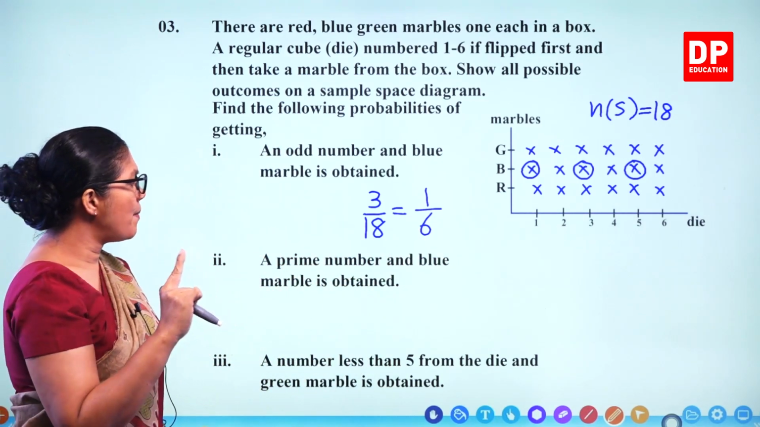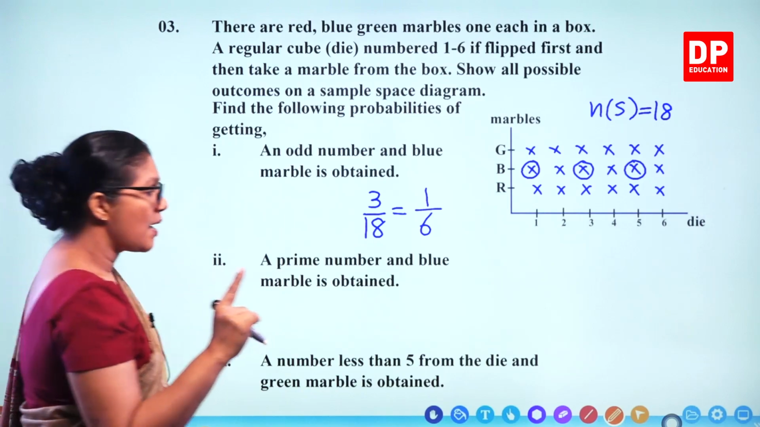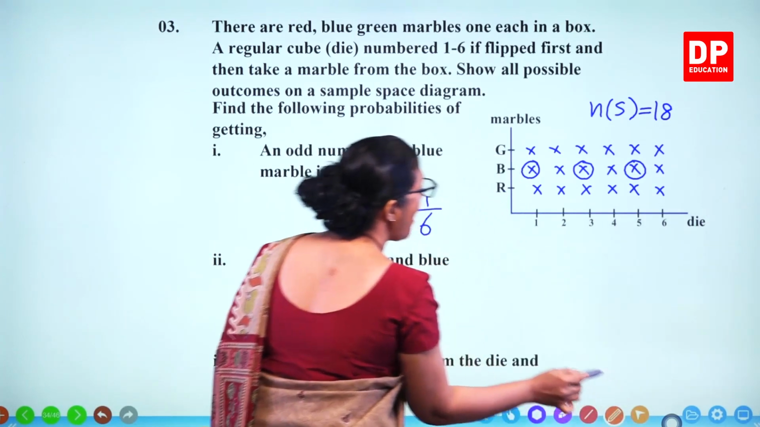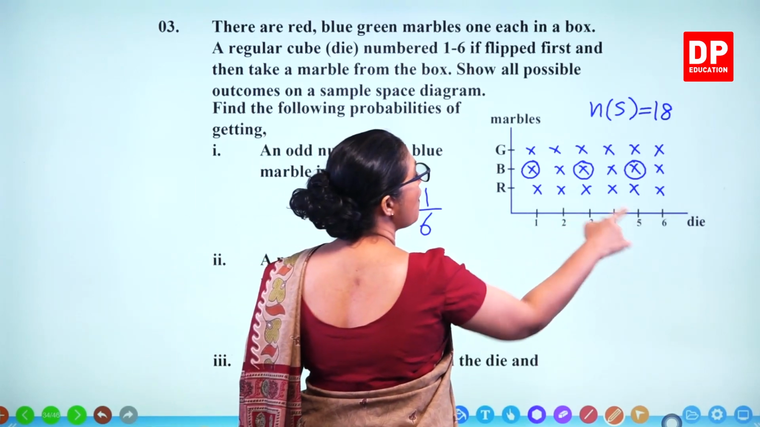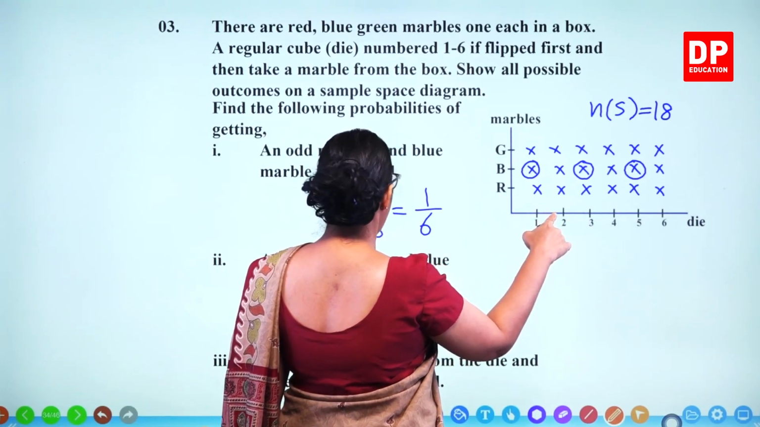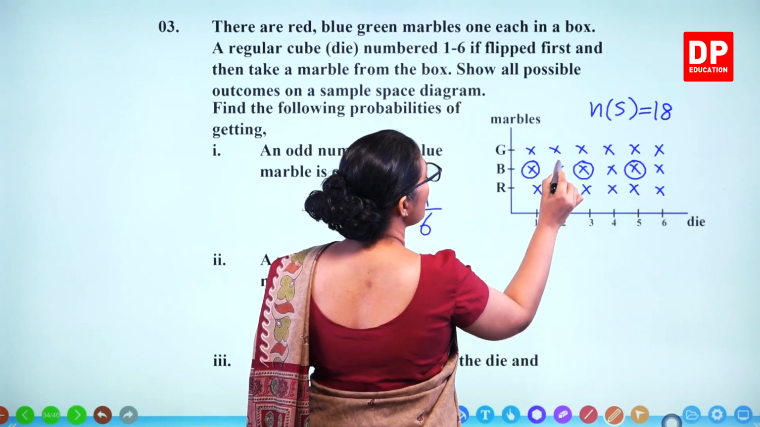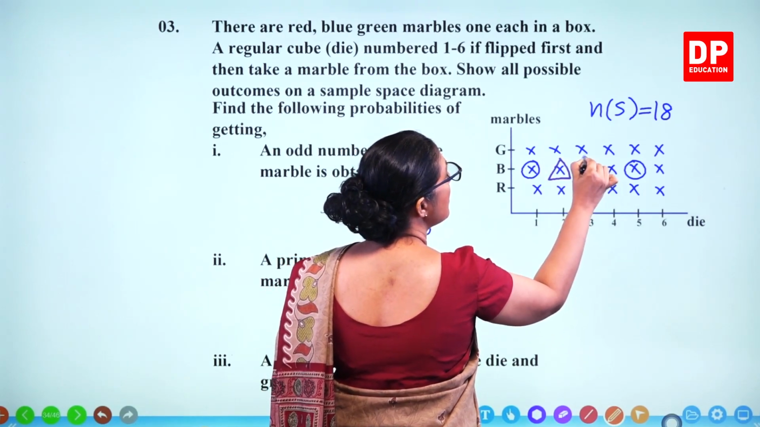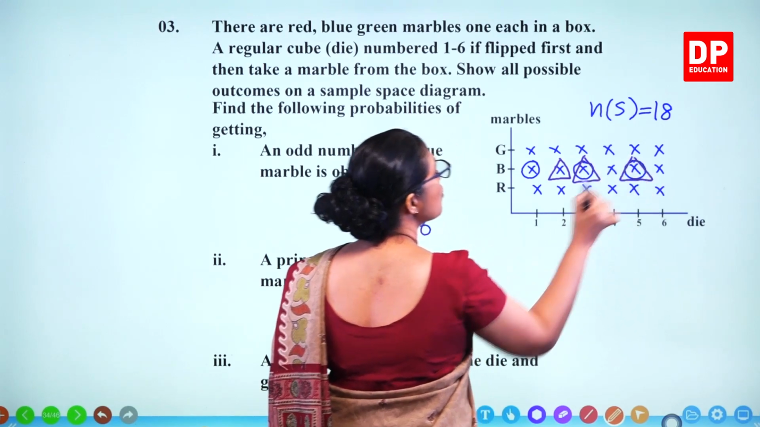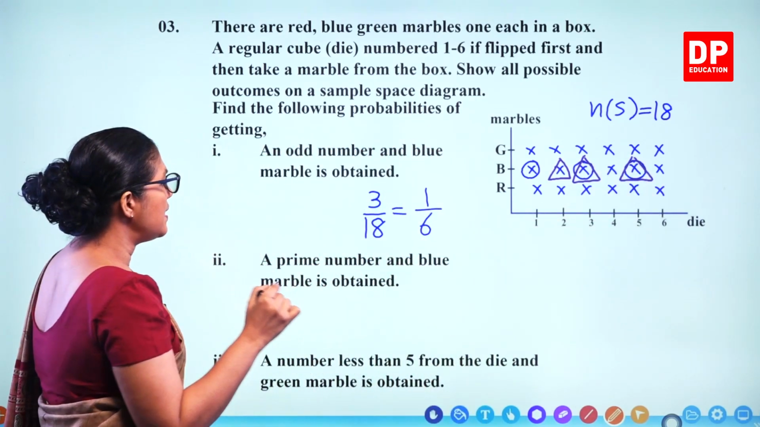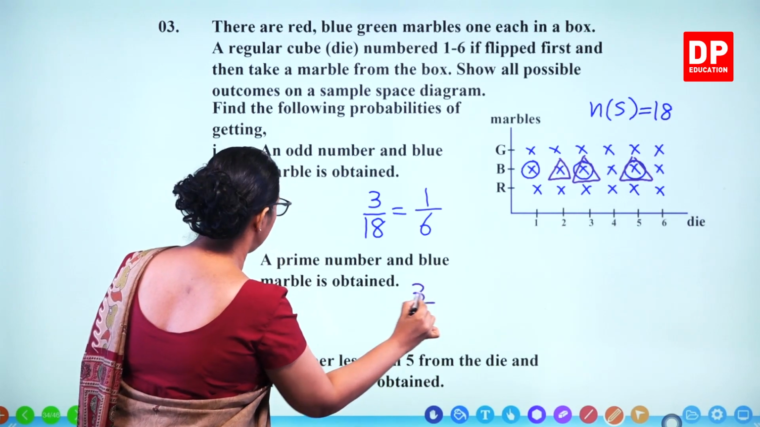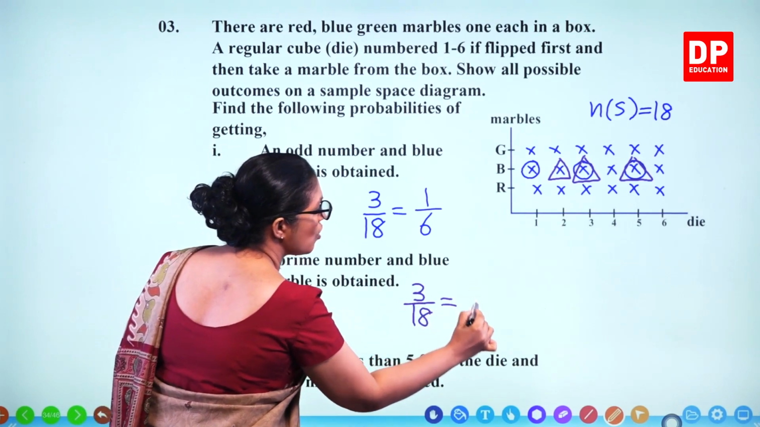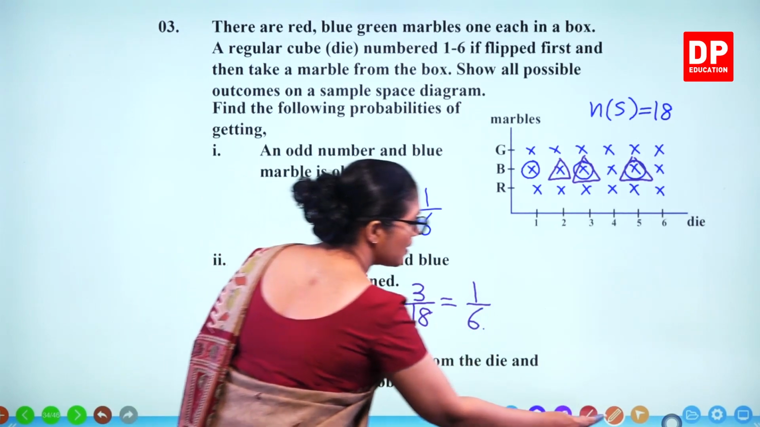A prime number and blue marble is obtained. What are prime numbers? Prime numbers 2, 3, 5 and a blue one. So 2, 3 and 5. That's also 3 possibilities out of 18. So that's also 1/6.